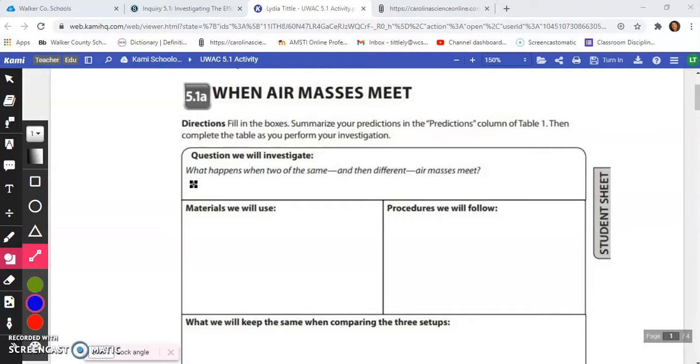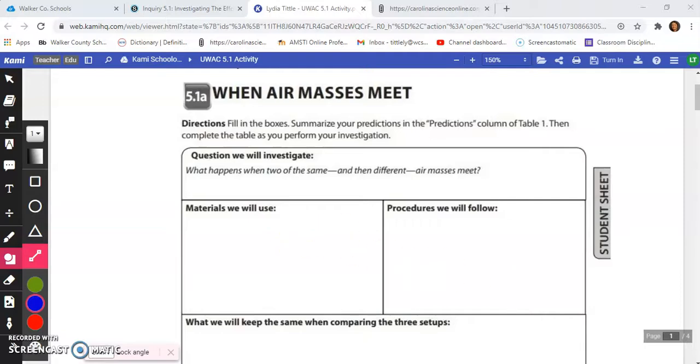Then we're going to look at one cold and one hot moist air mass, and then we're going to look at one cold versus one warm and dry air mass. Okay, so the materials we're going to be using in this lab, you will need to list here in this box. Those materials are, of course, our convection tubes.